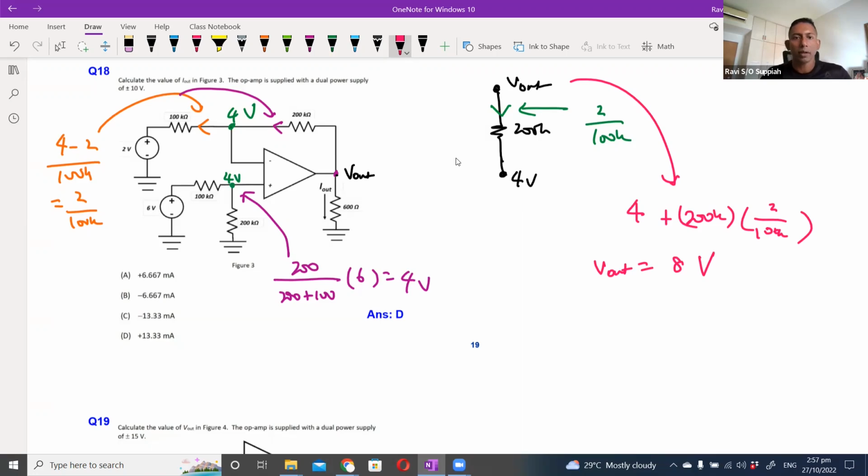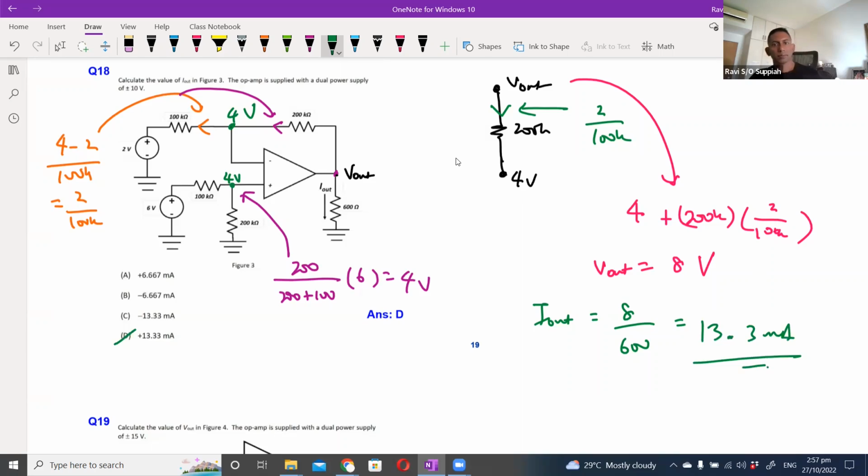So if V out is equals to 8 volt, then the current I out will be equals to V out over 600 ohms, which will give me 13.3 milliampere. Your answer here.